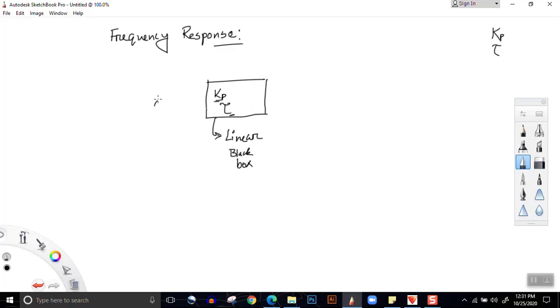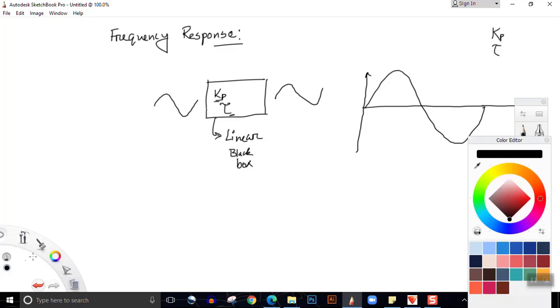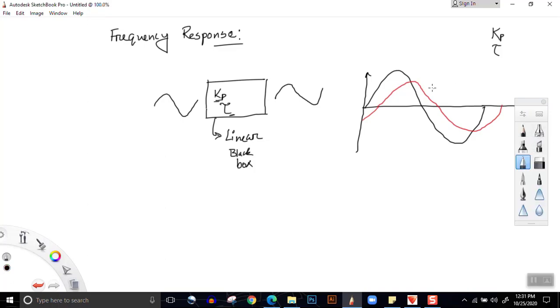If we provide a sine wave as an input to our linear black box, we get a sine wave as an output. Now, what is the difference between input and output? Suppose this is the input, maybe the output would be something like this. So what is the difference? There are only two differences. First, there will be a change in magnitude. Second, there will be a phase lag.